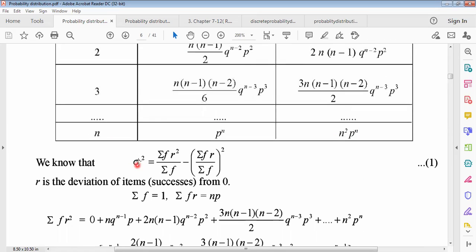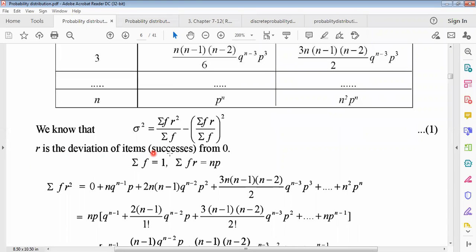Now we know variance equals what? Sigma square equals summation f r square divided by summation f, minus summation f r divided by summation f, whole square. This is the formula for variance. And the formula for standard deviation, what was it? Sigma equals the square root of this. From our midterm syllabus, you must know the standard deviation formula. Sigma equals the square root of this, indicating standard deviation.